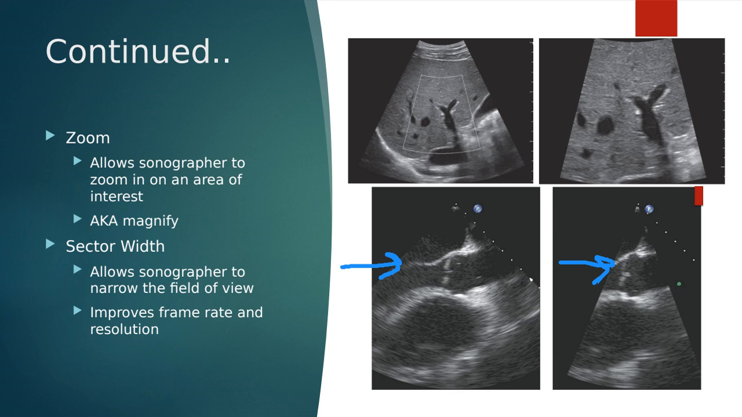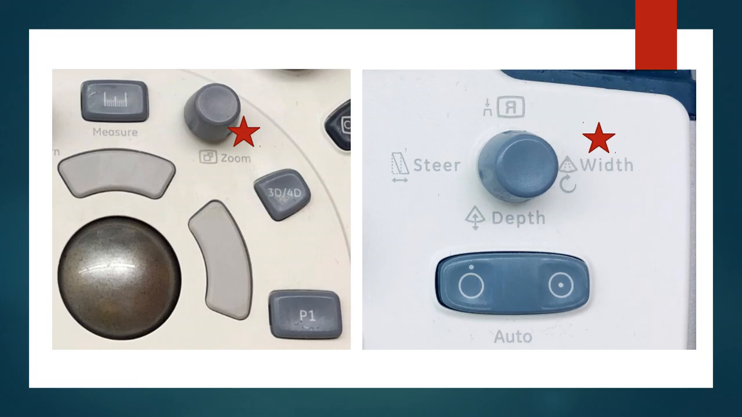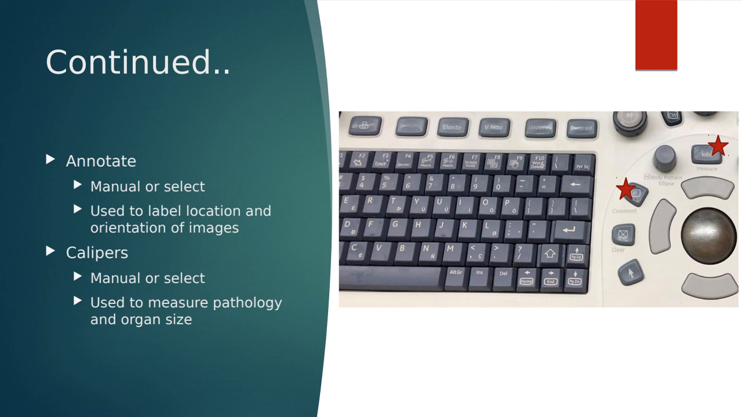So here's our zoom button, top right from our trackball. All you're going to do is push that button in. And then our sector width, back to that button with our depth. If we turn this knob one way, it will increase or decrease our sector width. So it was literally just telling us what we have to do right here. So pretty helpful if you look at the fine details.